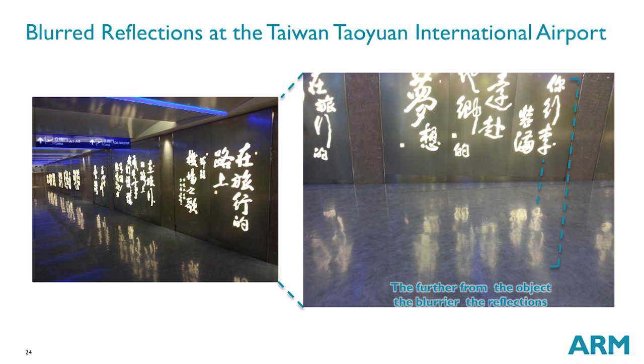But there is an additional effect. As you can see there, the reflections are more blurred the farther away from the wall, the farther away from the real object that generates the reflections. And how do you think that can be implemented? It's straightforward.